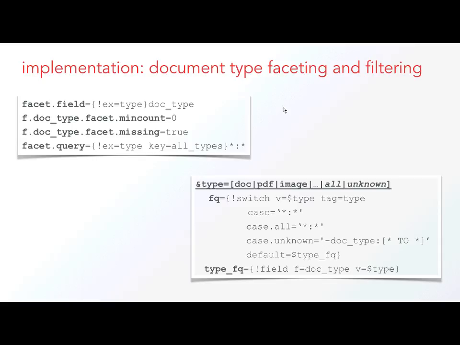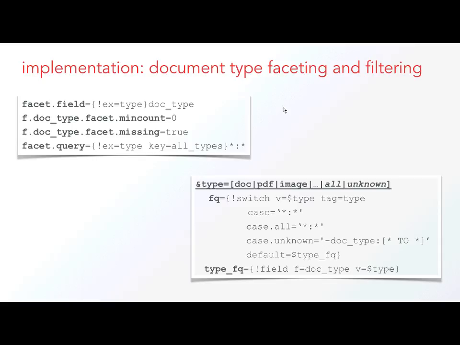So to facet on document type, on doc type, facet.field doc type, you'll see that there is this curly bracket exclamation point EX. That is for faceting exclusion, and I'll go into more of that in just a second. We also want doc type faceting to show you zero counts so that you still get a header in the navigation for particular types that have no values there. So they may be, they are in the index, and there are some documents that have those doc types.